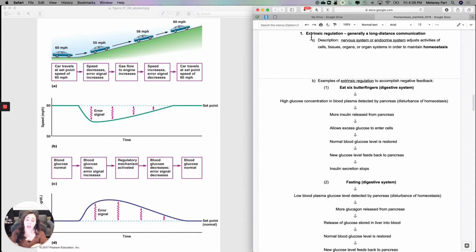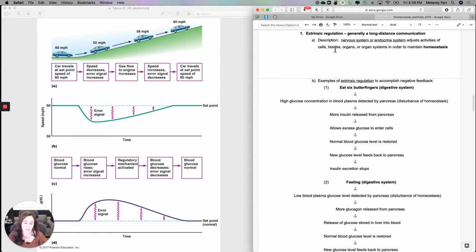So let me give you, instead of metaphor, some actual examples in the human body. So let's talk about extrinsic regulation first. So with extrinsic regulation, generally speaking, the two body systems that you are going to use to call in the troops to help you with a homeostatic need that you can't do yourself are the nervous system and the endocrine system.